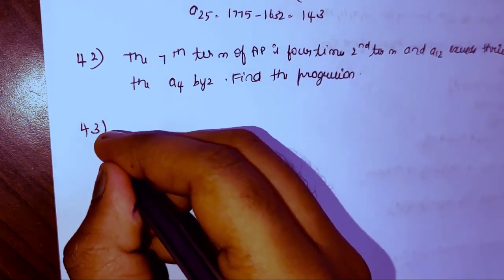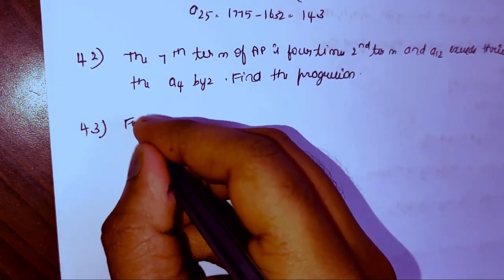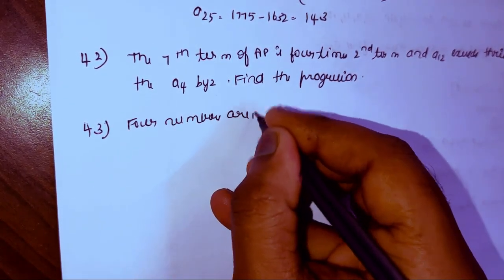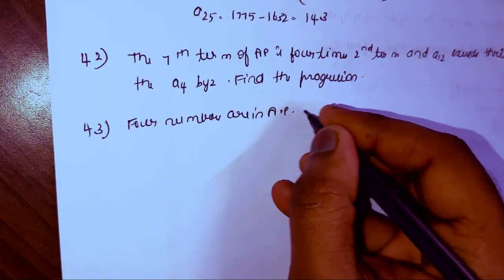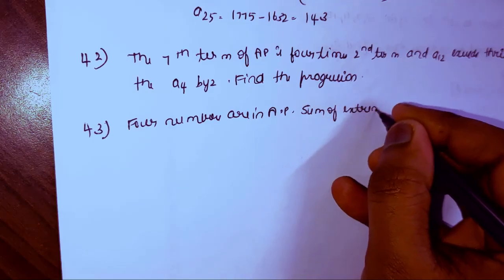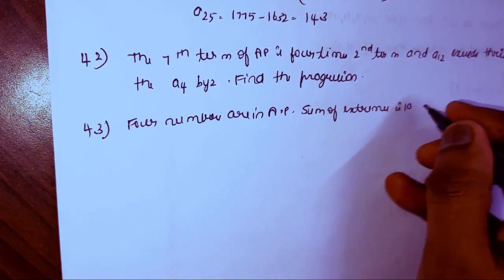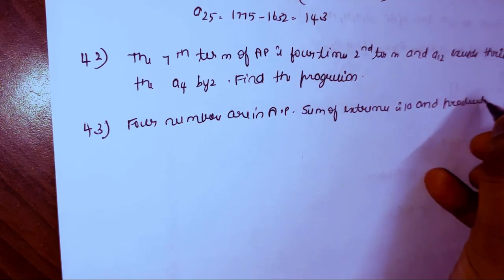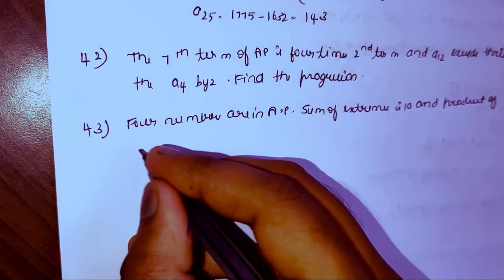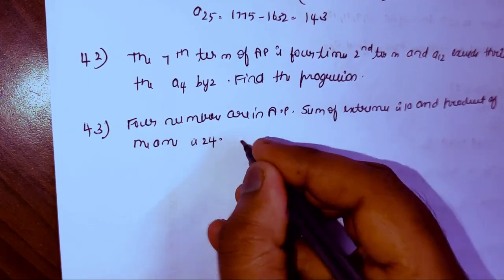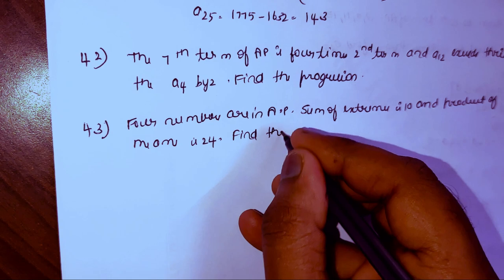The 43rd question. These are 4 mark questions. 4 numbers are in AP. Sum of extremes is 10 and product of means is 24. Find the numbers.